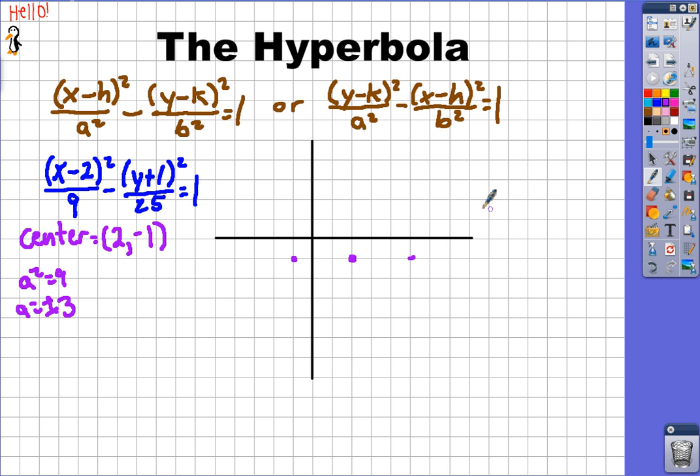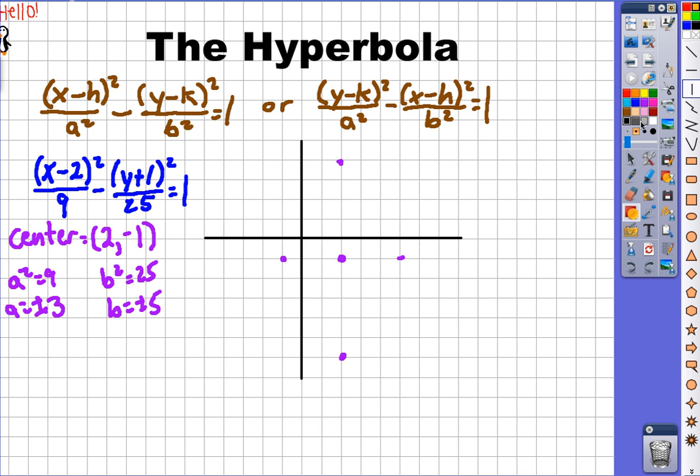Now the other nice thing that we have in this equation is the b value. B squared equals 25, so b has to equal plus and minus 5. That's going to help us with the box method. We're going to go up 1, 2, 3, 4, 5, plus 5, and we're going to go down 5 as well. And so now we can actually do the box method here. And remember, the box method is going to help us draw our asymptotes.